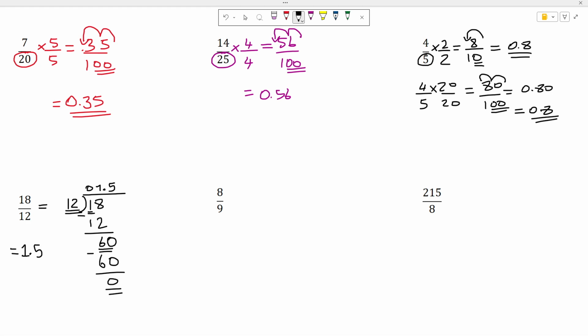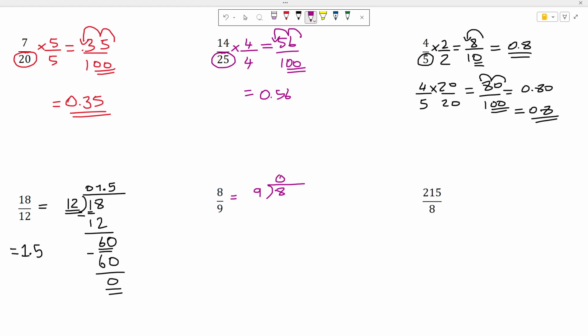Alright guys, that is equal to 1.5. Now let's go to question number 5. So again, we're going to divide it. 8 divided by 9. As you guys can see, 8 cannot go in 9, so we're going to put a 0.